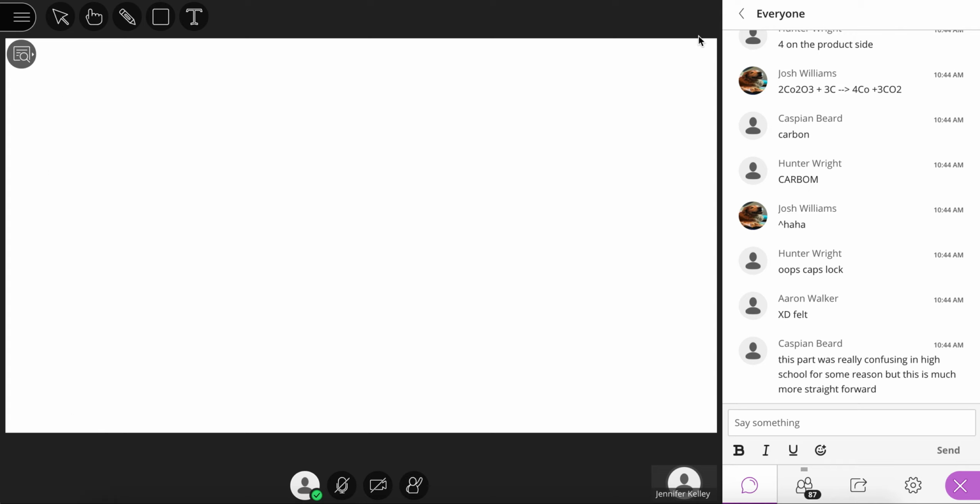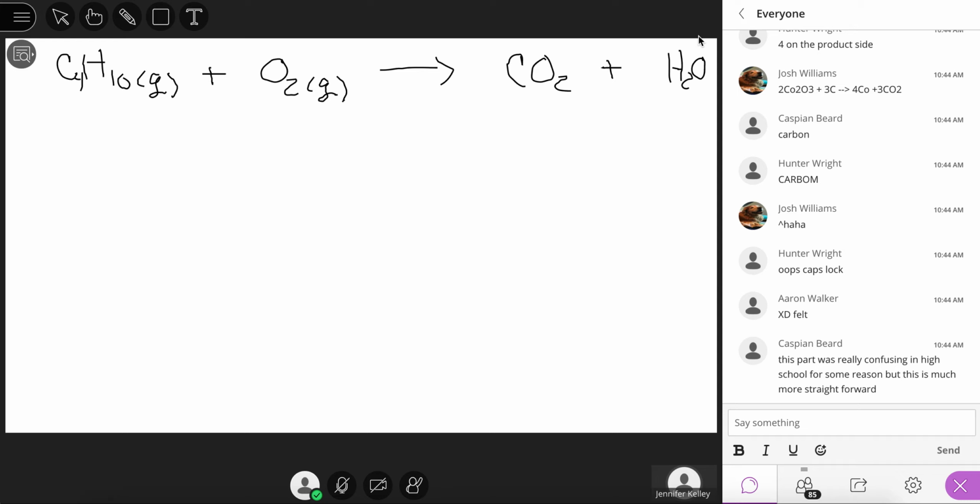All right, let's take a look at one that has an odd number of oxygen at the end. That's a hydrocarbon combustion, and I'll show you how to do those. C4H10 gas plus oxygen gas, so it's combustion, makes carbon dioxide and water, gas.